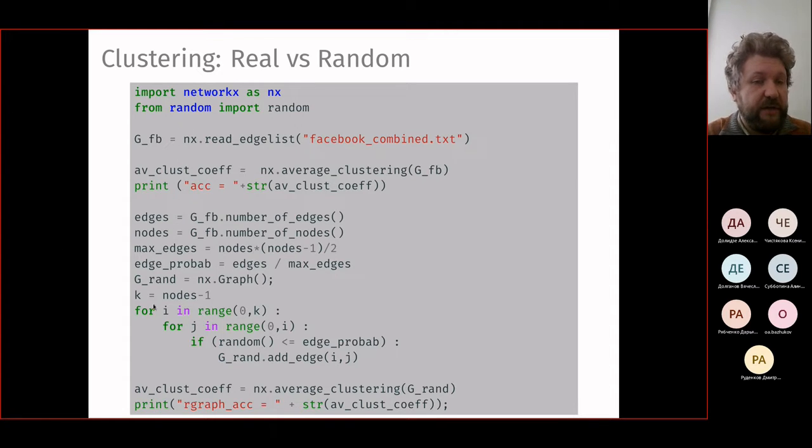So here what do we do? We take any vertex, then we take any other vertex with a number less than this one. And then we put the random edge, if the random gives you a number between 0 and 1 that is below the edge probability. And we compute the clustering coefficient for the new graph, for the random one.